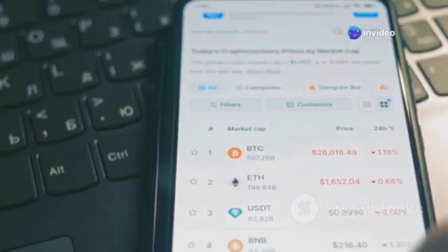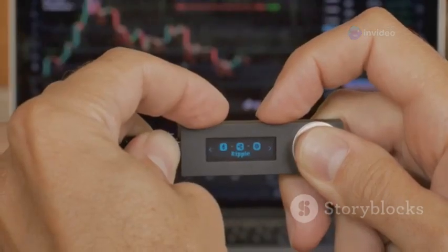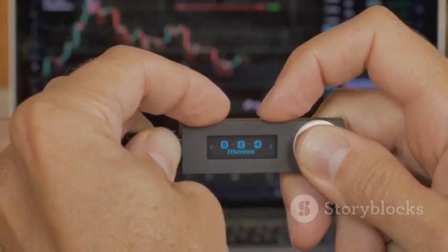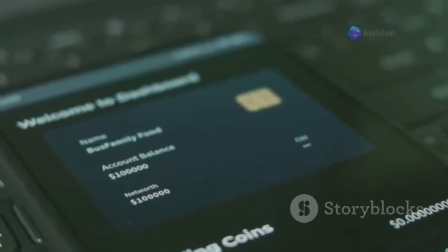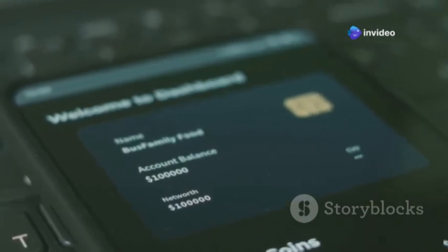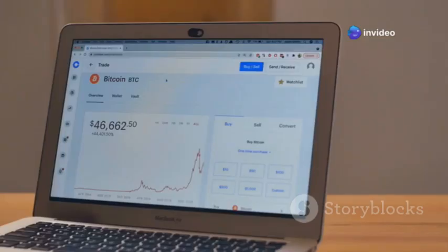Another lucrative avenue is staking. Staking involves locking up your cryptocurrency holdings to help secure the network and validate transactions. In return for your contribution, you earn rewards in the form of more cryptocurrency. It's like earning interest on your savings account, but with potentially much higher returns.